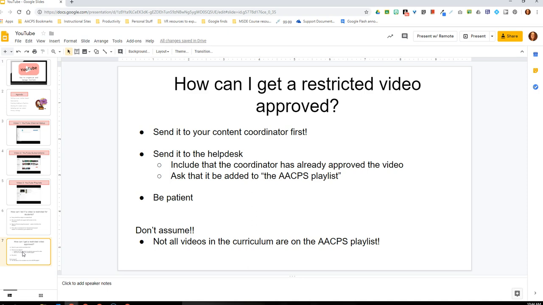Finally, the last tip for teachers regarding videos and this restriction in YouTube: do not assume that because it's in the curriculum that means it should already be on the AACPS playlist. This is a very common thing that comes to the help desk. Instead of people asking their content coordinator to approve it, what they do is send it to the help desk and say, well, of course it's approved, it's in the curriculum.